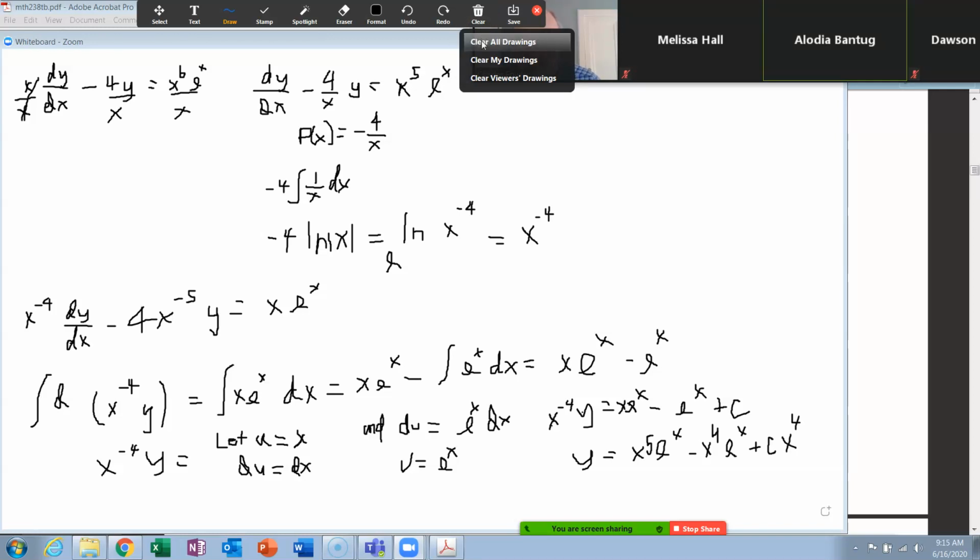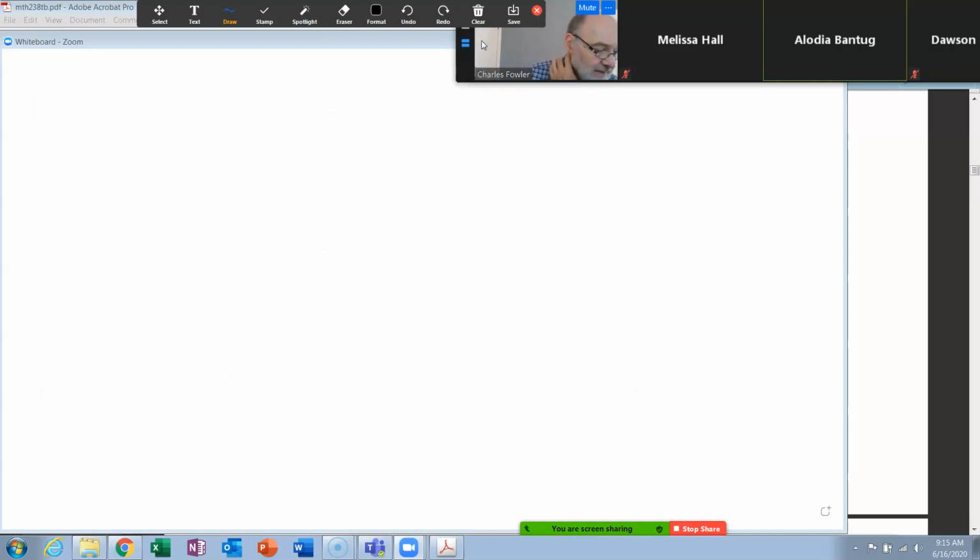Okay. I'll clear the drawings, and let's do example 4. I'll look around for my ionizing pen. My fingers are my ionizing pen here. So here's the differential equation. X squared minus 9.